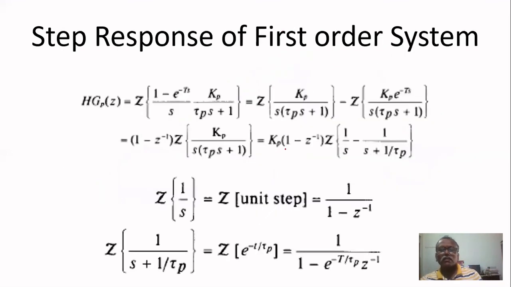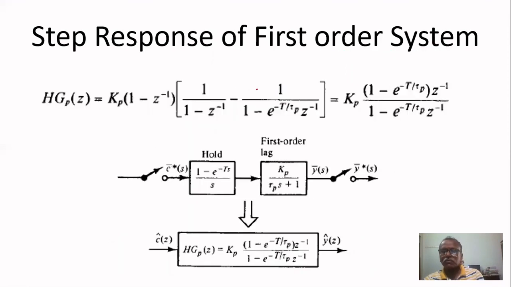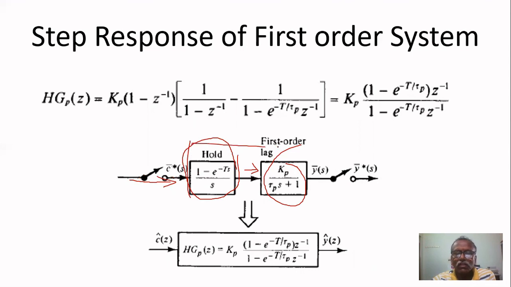Now let us find the step response of a first order system. Here also it is a continuous time system. We cannot give impulse input directly to that. That's why a hold circuit is added before that. The hold circuit will receive impulse pulse inputs. Therefore, we have to find the pulse transfer function by including this hold circuit.